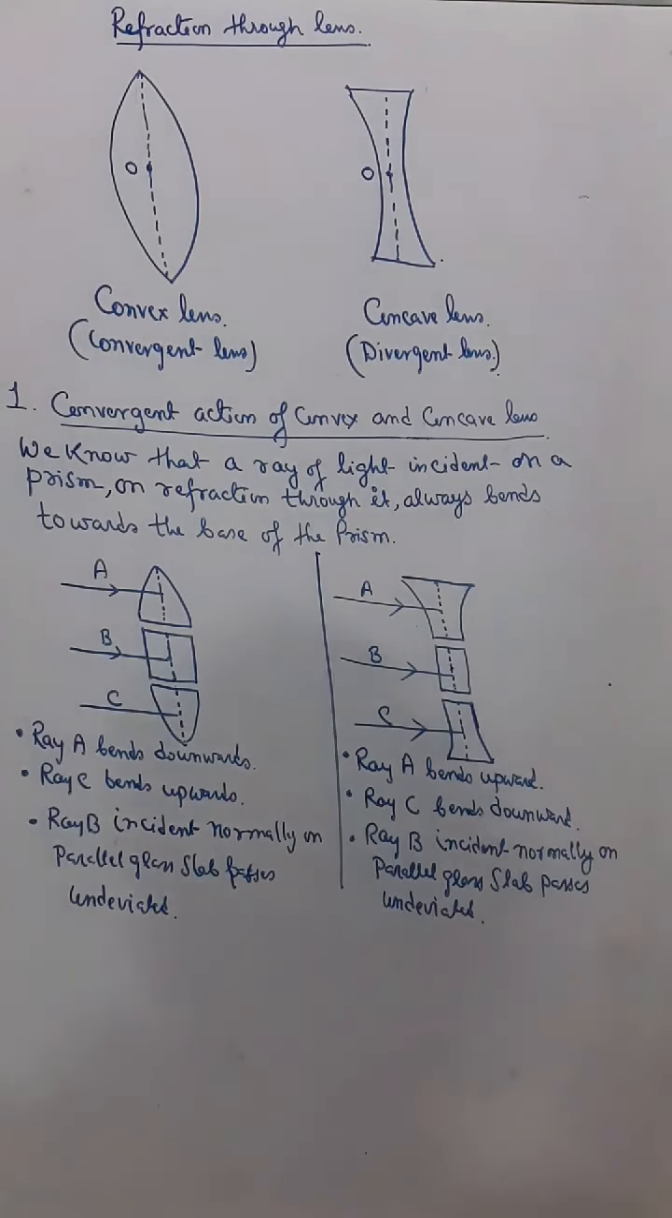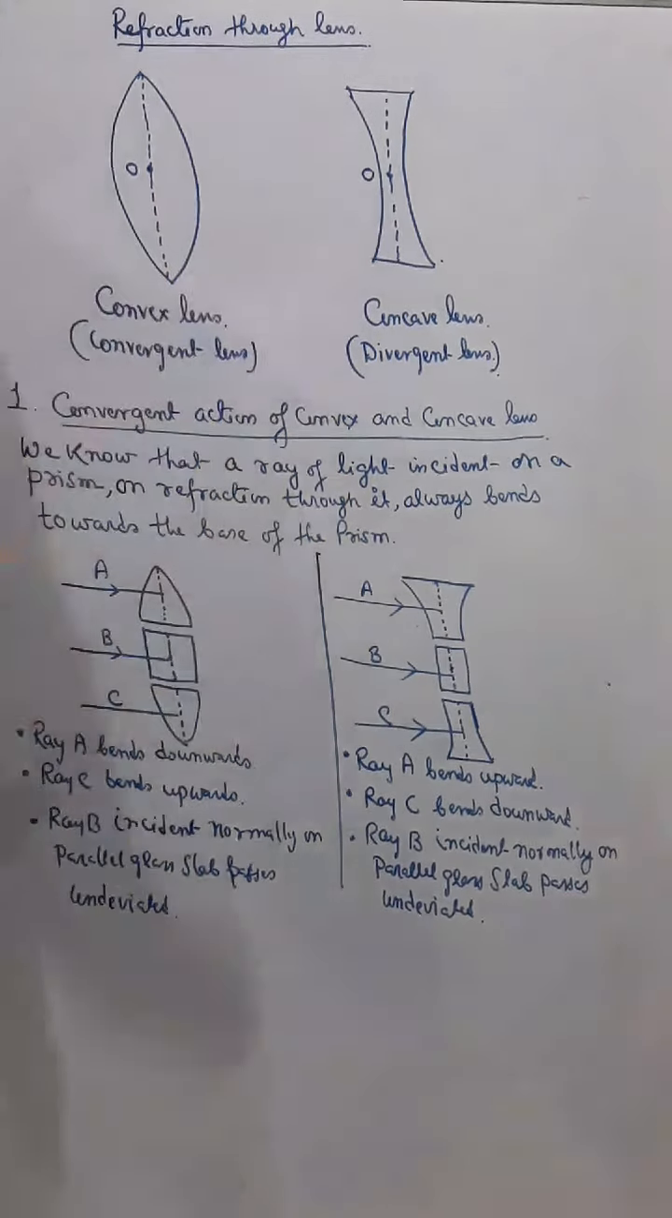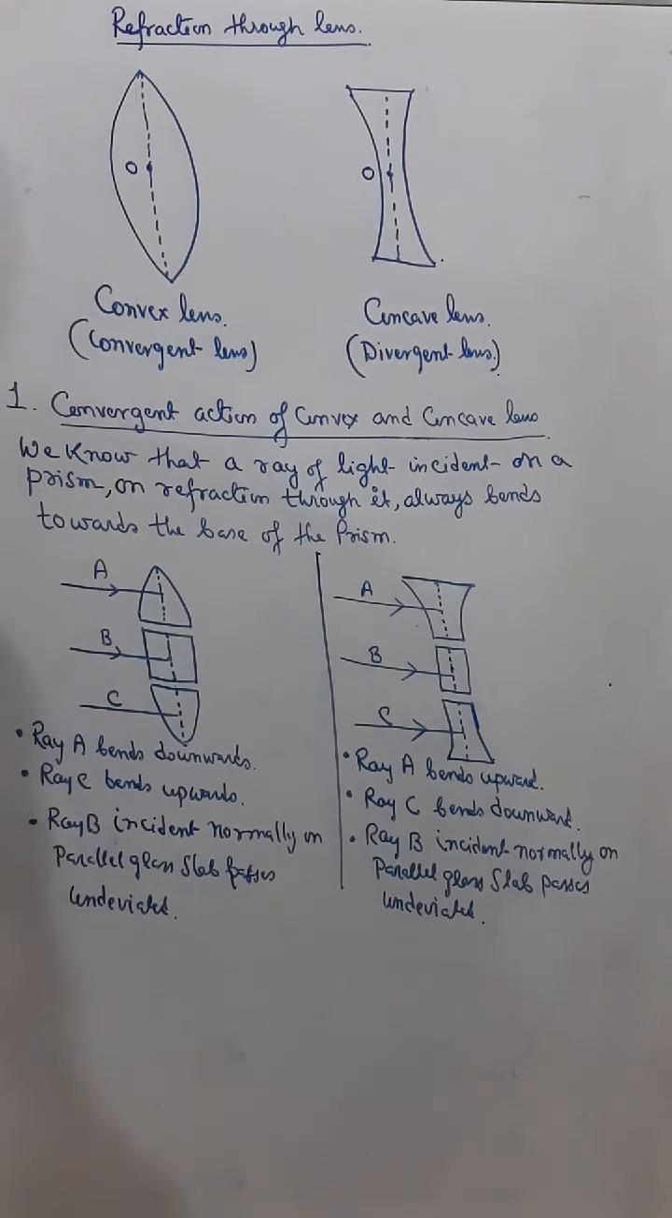Okay, students, today we are starting refraction through lens. Now we'll just talk about two types of lens that we know. They are convex lens and concave lens. Convex lens are generally known as convergent lens, and concave lens are known as divergent lens.